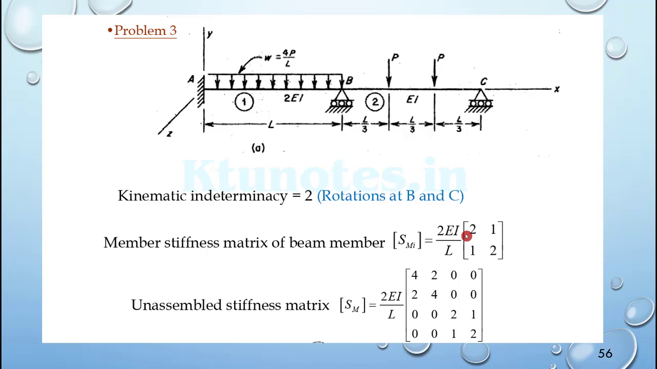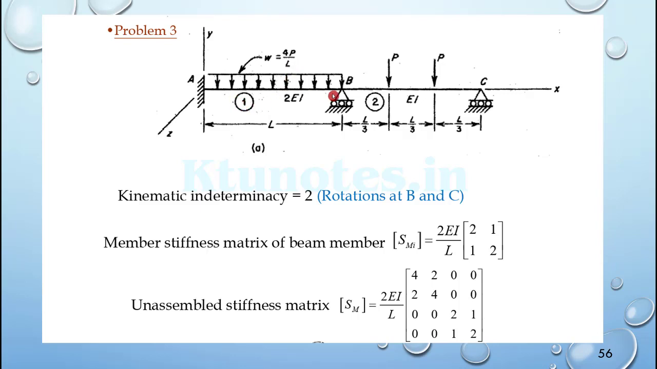Continuing the problems in the stiffness method. So we have a beam with the fixed support A. We have B with a hinge roller, C with a roller, and for AB we have a UDL where W is equal to 4P by L.